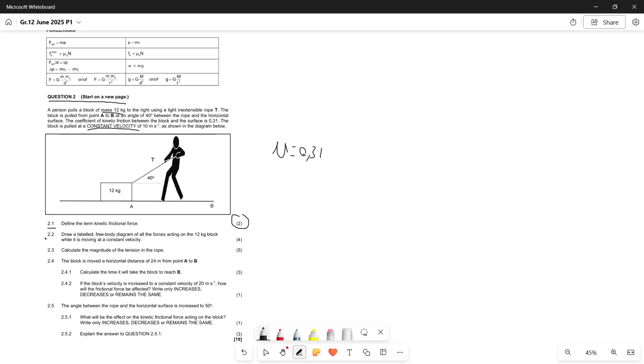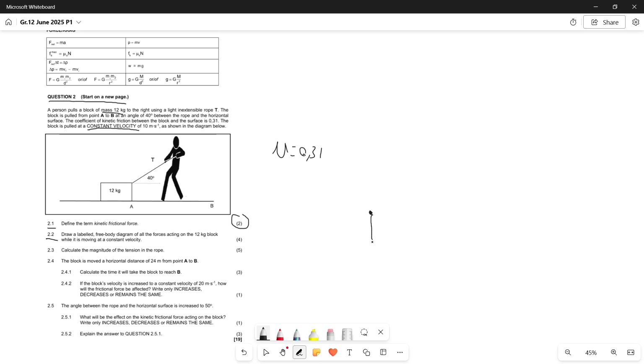So 2.2, it says draw a labeled free body diagram of all the forces acting on the 12 kg block while it is moving at a constant velocity. Okay, so this is also a good question as it helps set up everything we need to see which forces we need to work with as we move into the formulas coming up.